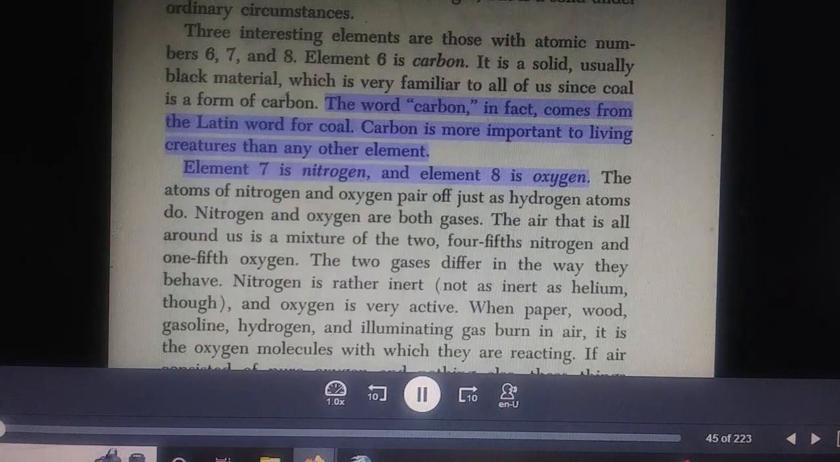The word carbon, in fact, comes from the Latin word for coal. Carbon is more important to living creatures than any other element. Element 7 is nitrogen, and element 8 is oxygen.